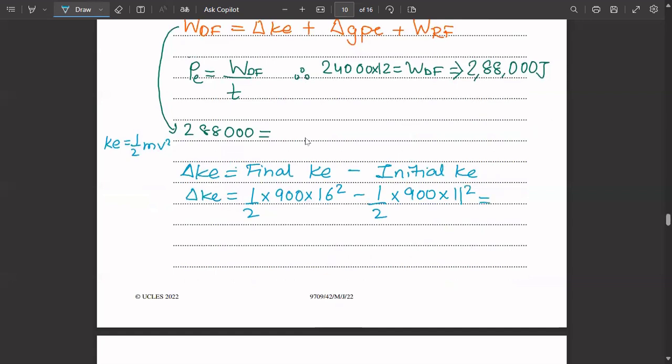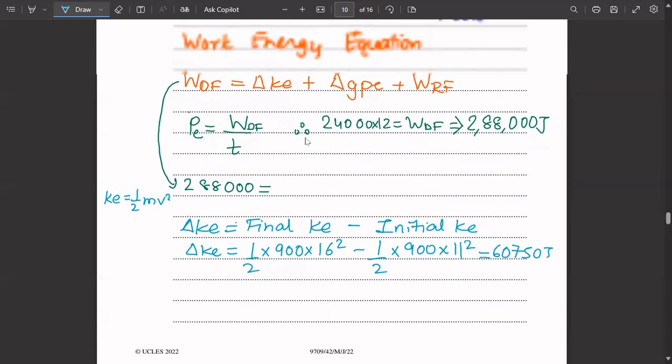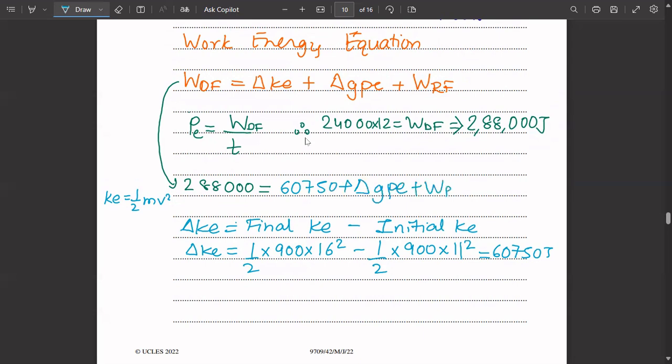Now if I put this in the calculator, I will get 60750 joule. So that means the work done by driving force, 288,000, is equal to the change in kinetic energy, 60750, plus delta GP plus work done against resistive forces. Now let's talk about GP.